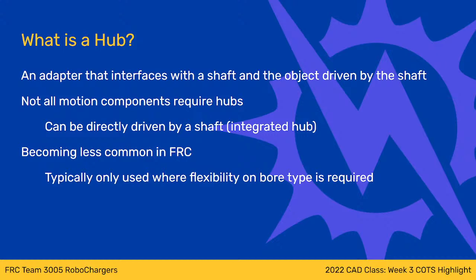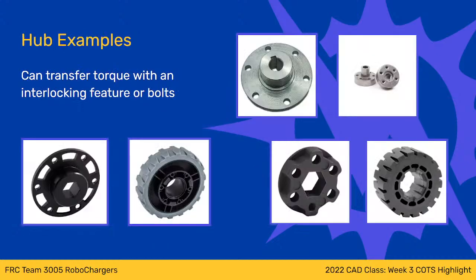Some of the pictures in the previous pages were hubs, but I'll show a few different types right now. Here are some examples, and I tried to pick ones that pair up. Hubs can have some fancier features. You can have hubs that have some sort of interlocking feature. The best example is this one over here.